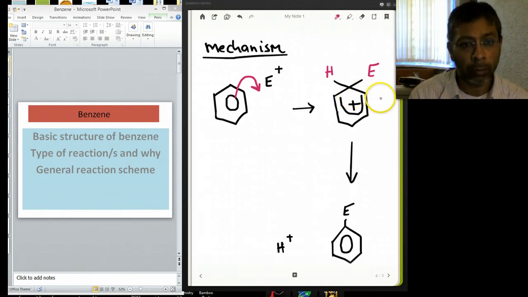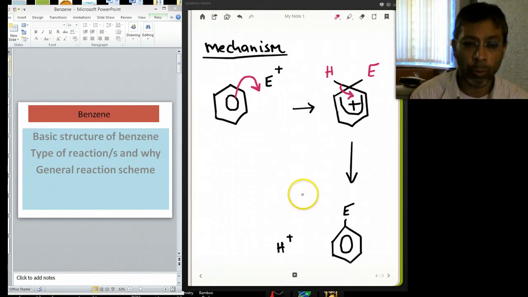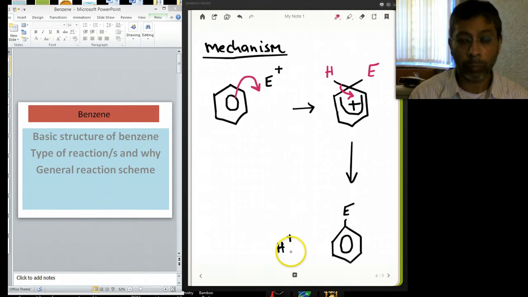Right. Now electrons have to be released back into the ring like this as the hydrogen is removed, and when you do that the ring is replenished and you've got your final product, and there's the H plus that was removed, substituted.